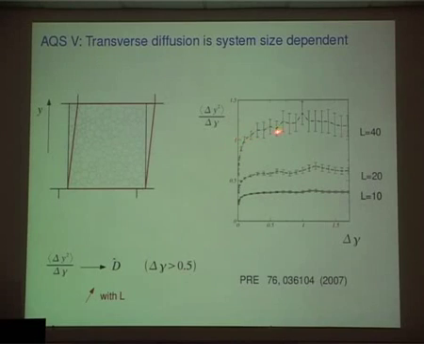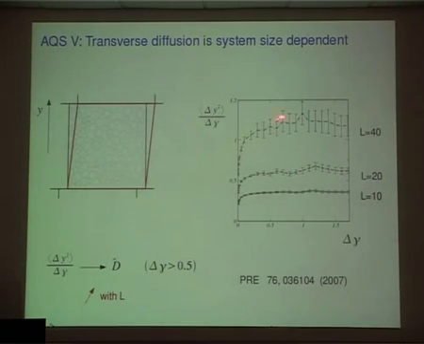And of course, if you have diffusive behavior, it means simply that this should reach a plateau. And that's what you see, that this coefficient reaches a plateau. The problem, the surprise, is that this plateau is extremely system size dependent, which is not what you should expect from diffusion. It is system size dependent because the system is elastic and there are elastic interactions at long range.